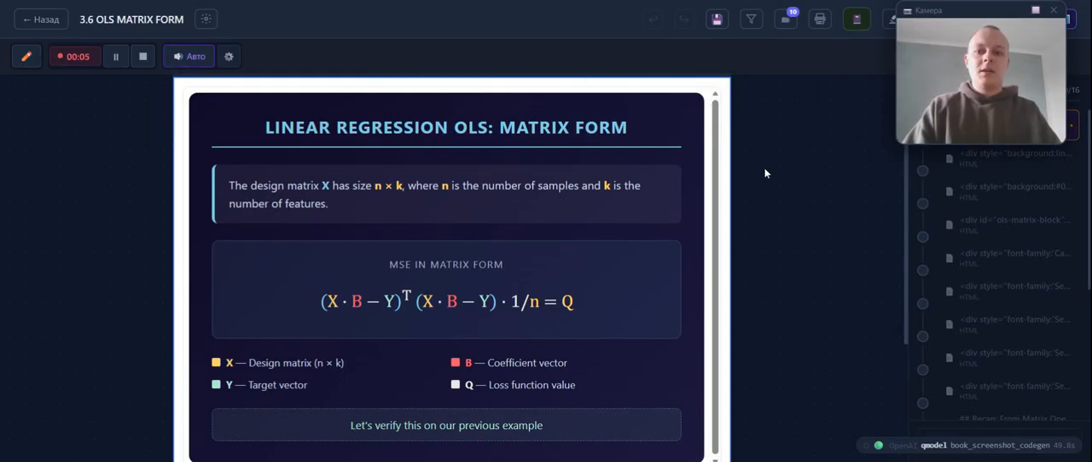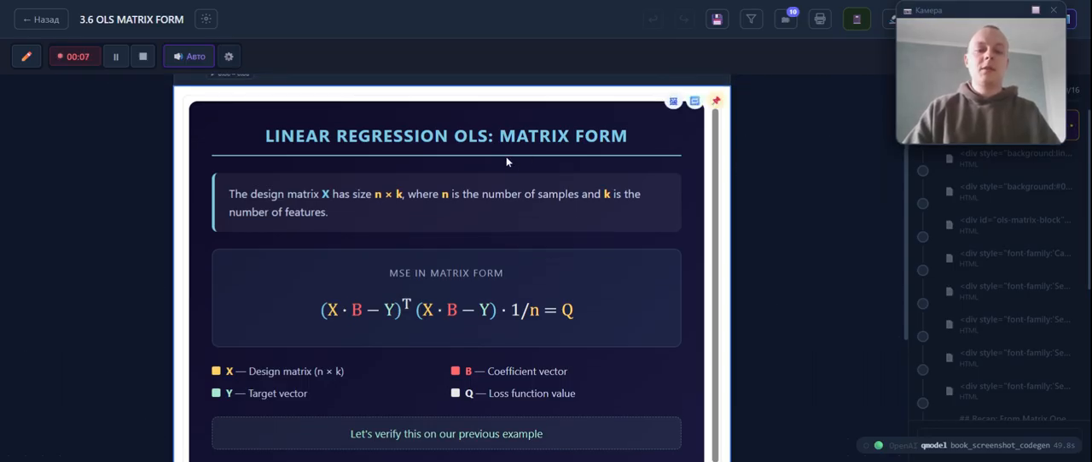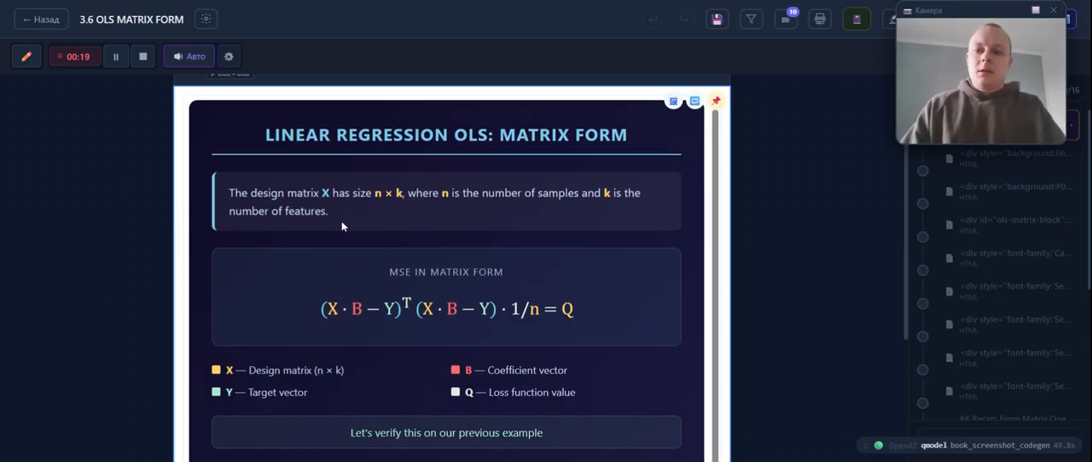Hello, and in this video we'll talk about the ordinary least squares method in matrix form, how we can find our optimal coefficients for our linear regression model. And the design matrix X has size n by k, where n is the number of samples and k is the number of features. So that is our matrix X, basically our data set of our features and objects.